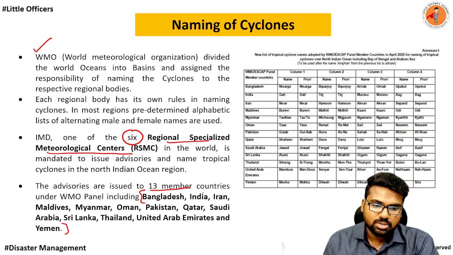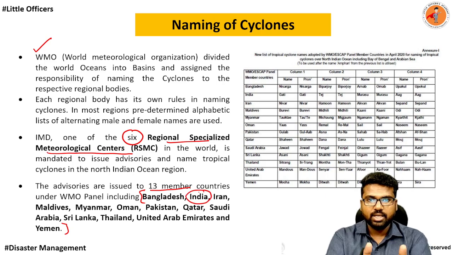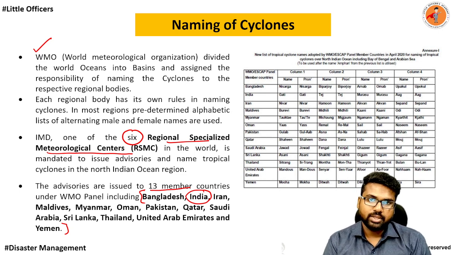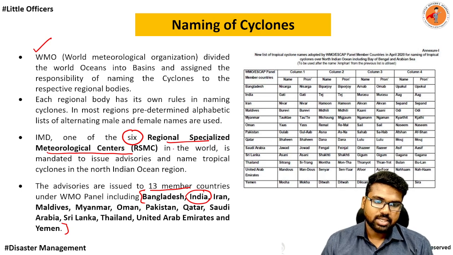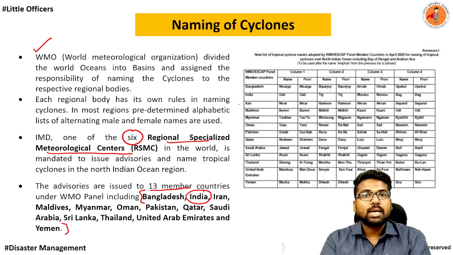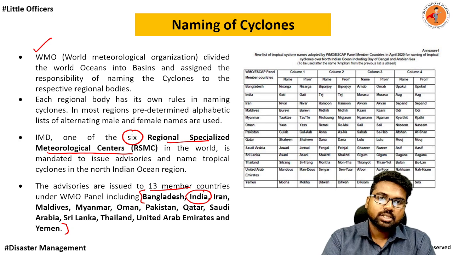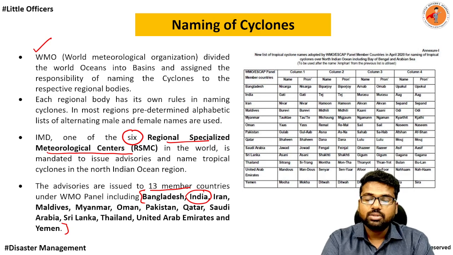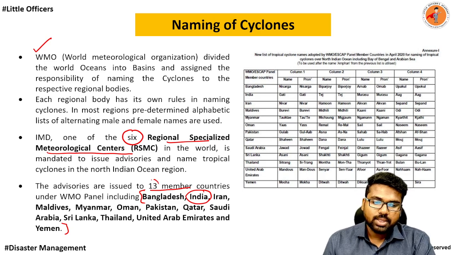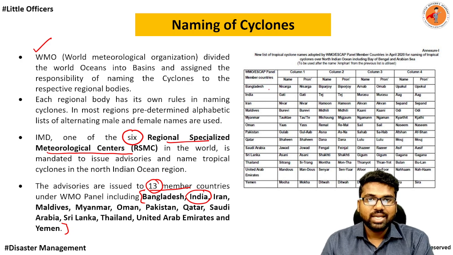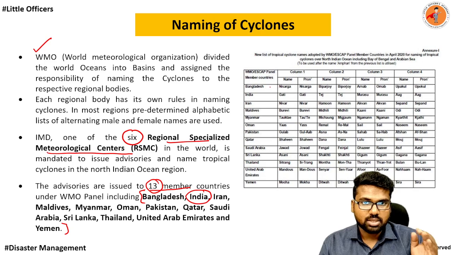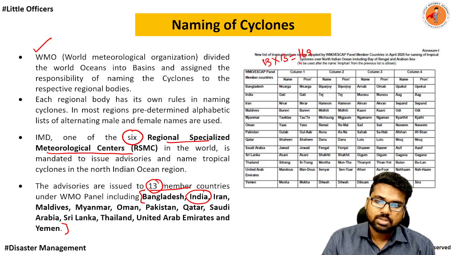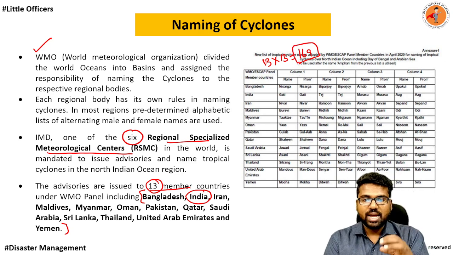So India is also in this, and in fact India is the leader here, because India's meteorological department has been given that status, and it has been given the primary role to monitor, to advise, and also to communicate with the other countries. Okay, so all these 13 members, each of them suggests 13 names. So 13 into 13, a list of 169 names has been made.